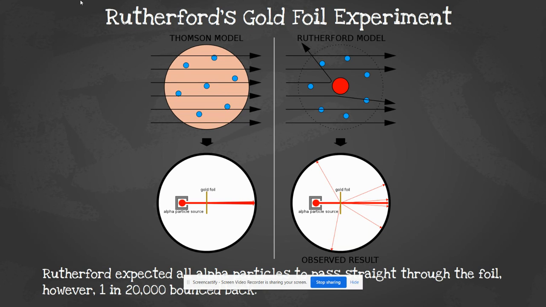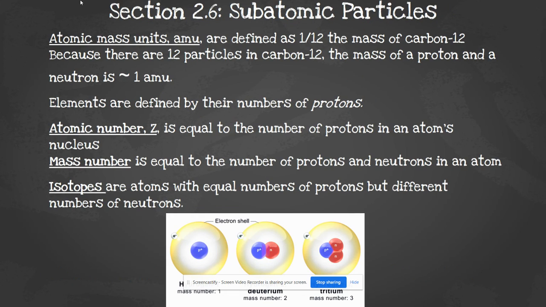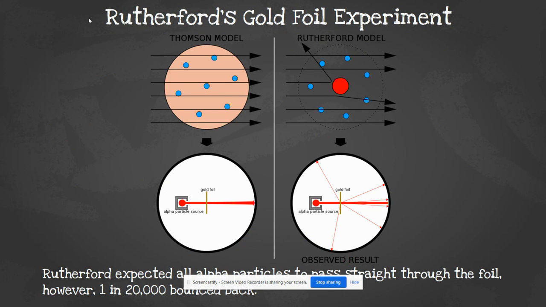This is a diagram of Rutherford's gold foil experiment. So you'll see on the left, that was the previous model, which is called the plum pudding model. And so when Rutherford did his experiment, he expected that all of the alpha particles, which is what they were shooting at the gold foil, would go straight through.